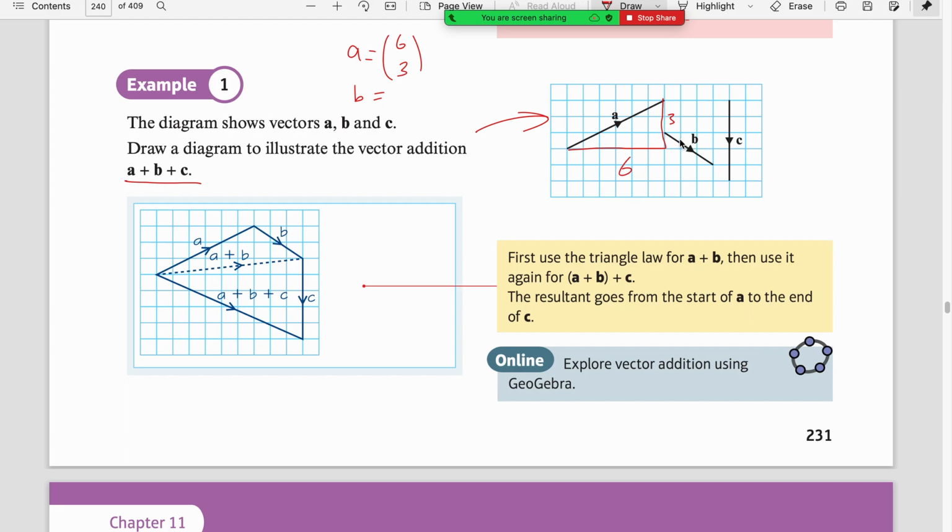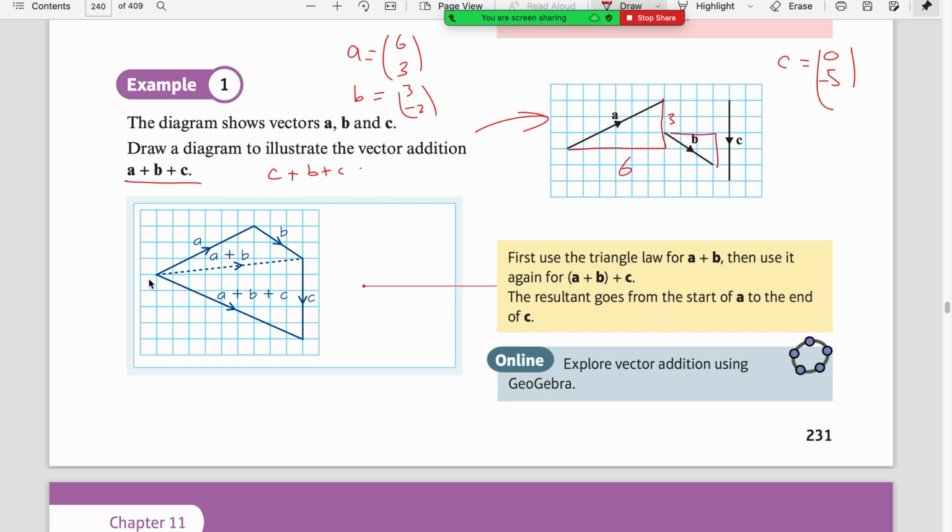Same case B, we can write B is 3 minus 2. And C is, there's no movement in X, so that is 0. And in case of Y, 1, 2, 3, 4, 5, it comes 5 units downwards. So this is ABC. You start with any vector, the resultant is always same. Suppose he has already drawn A plus B plus C. Let's do C plus B plus A.